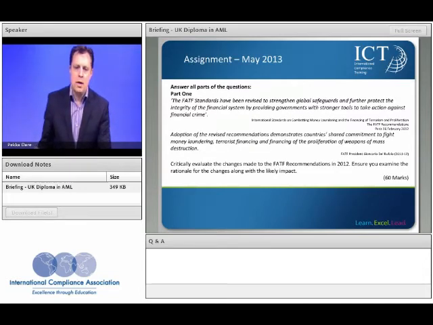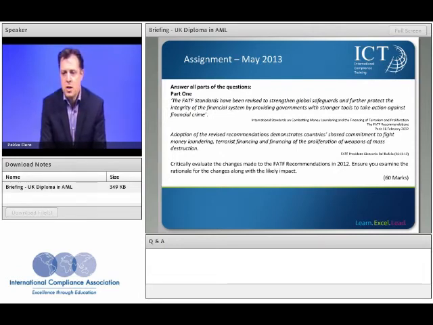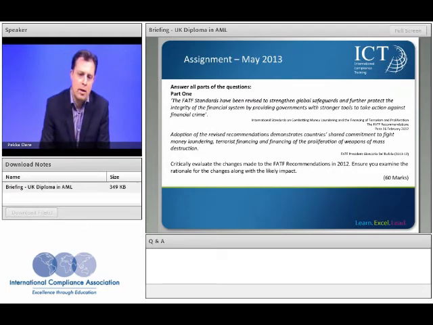This slide will give you an example of a recent assignment, and this is not untypical. You can see the question is about the Financial Action Task Force, and as we'll see on the program, this organisation is a key body in terms of anti-money laundering and recently have reviewed their standards. And the question essentially is, critically evaluate the changes made to the FATF recommendations, ensuring you examine the rationale for the changes along with the likely impact.